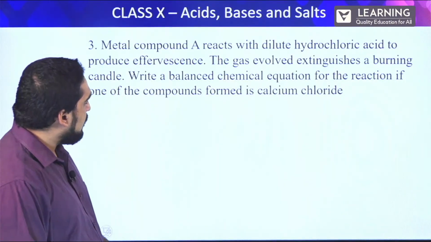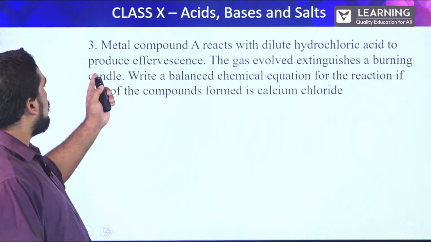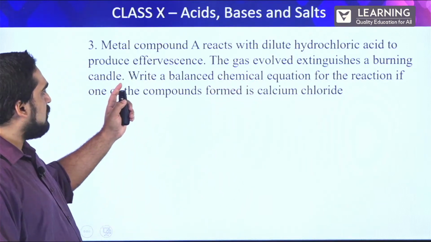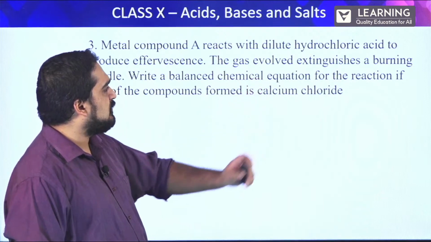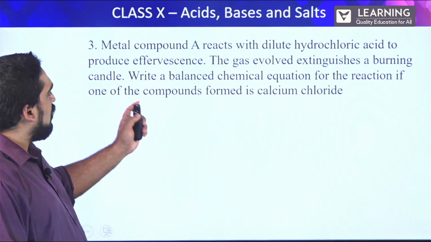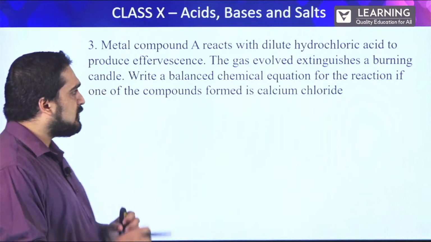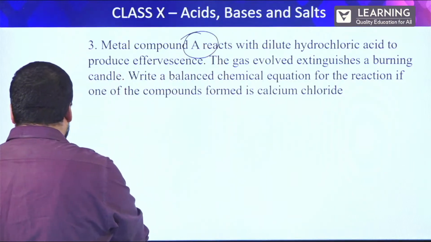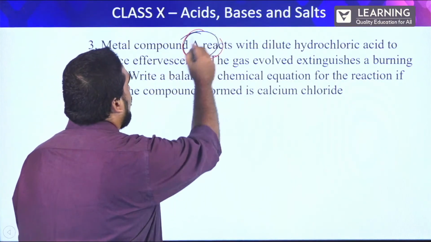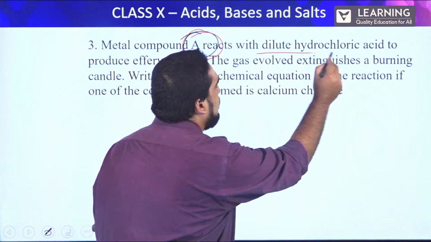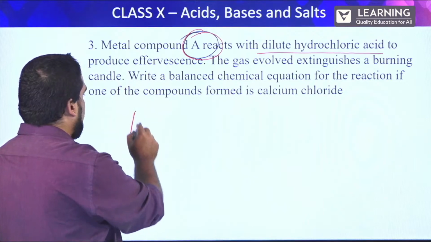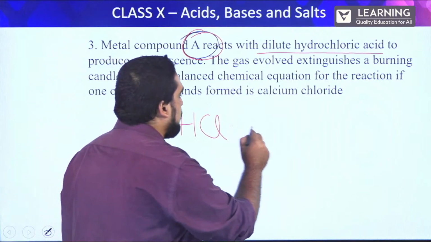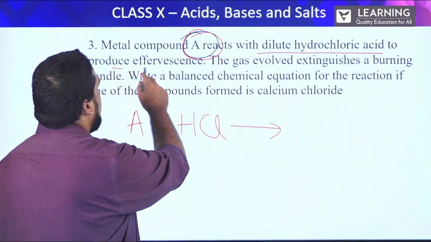The third question is here. Metal compound A reacts with dilute HCl to produce effervescence. The gas evolved extinguishes a burning candle. Write a balanced chemical equation for the following reaction. One of the compounds formed is calcium chloride. So let's take what are the hints here. First you have a compound A, which reacts with dilute hydrochloric acid. So let me write A plus HCl gives, to produce an effervescence.